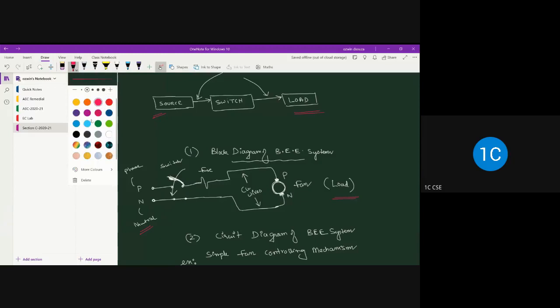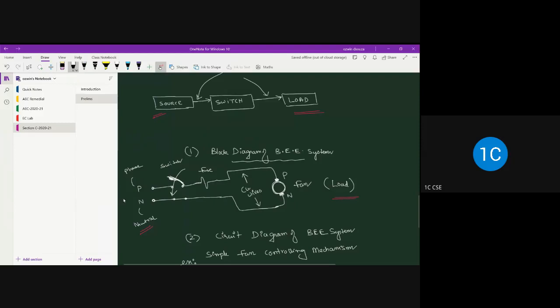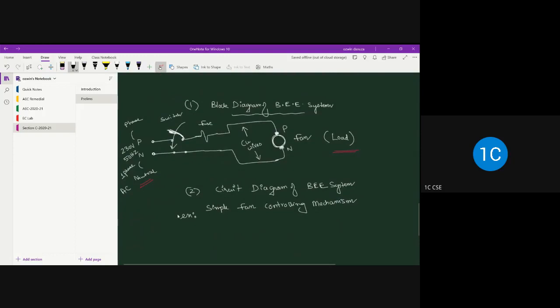Now the source is nothing but the voltage, right? So the voltage level for our domestic application is 230 volt, 50 hertz, single phase AC. So this is the description of the source. 230 volt, 50 hertz, single phase AC. Now remember one thing. This 230 volt is the RMS value or the effective value, root mean square value.